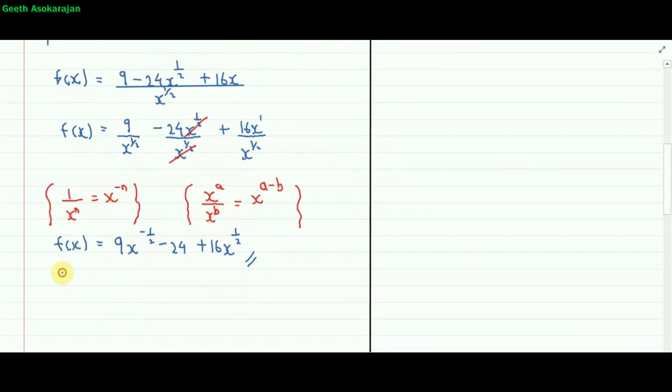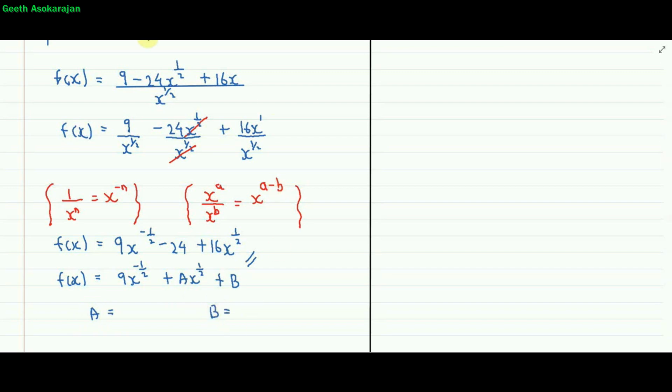So our f of x is 9x to the power minus half plus ax to the half plus b. I'm copying down the form from the question. And let's work out the values of a as well as b.